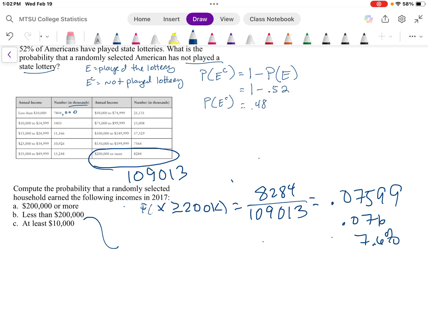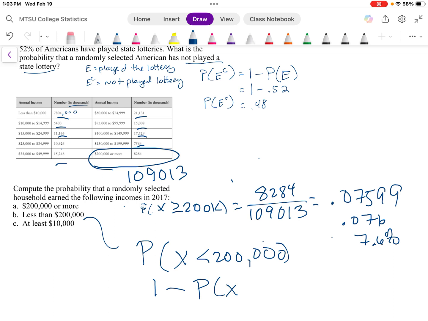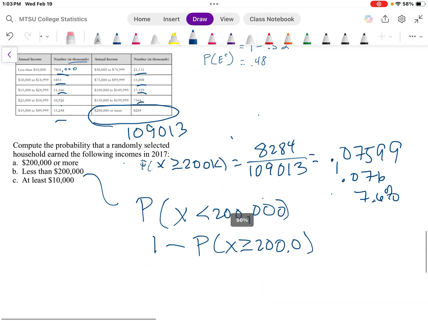So now part B says, what's the probability that it's less than 200,000? Well, if we wanted to, we could go through and add up all these probabilities, but that's just a lot of work. This is where the complement rule comes into play. This is basically not more than 200,000. So we can use the complement rule and say, I just need to do 1 minus the probability that they make more than 200,000. We already have that probability.